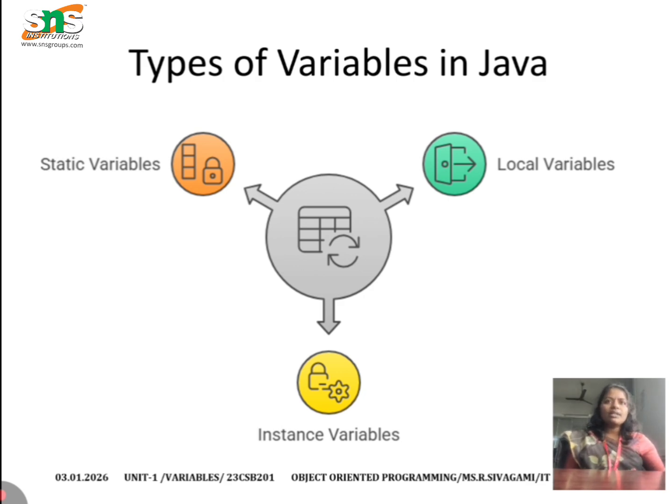The next one is the static variable. Static variables are declared using the static keyword. These variables are shared among all objects of the class. Only one copy of a static variable exists in memory.